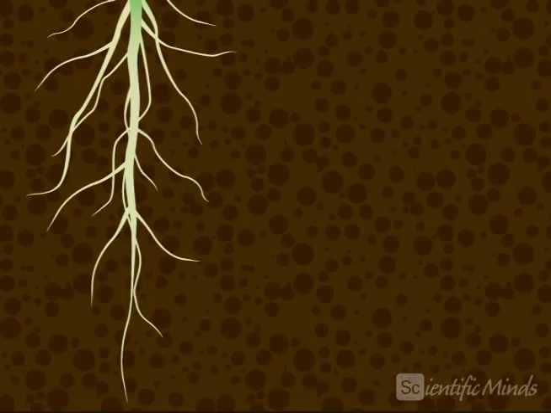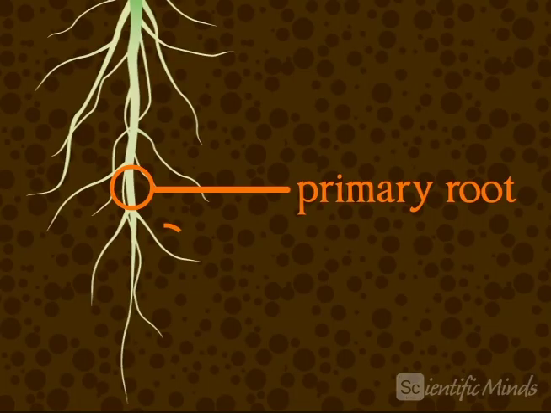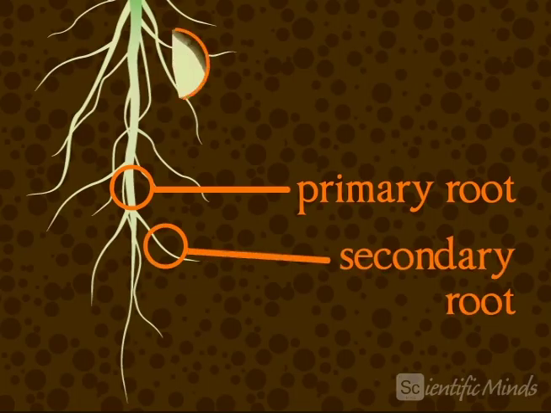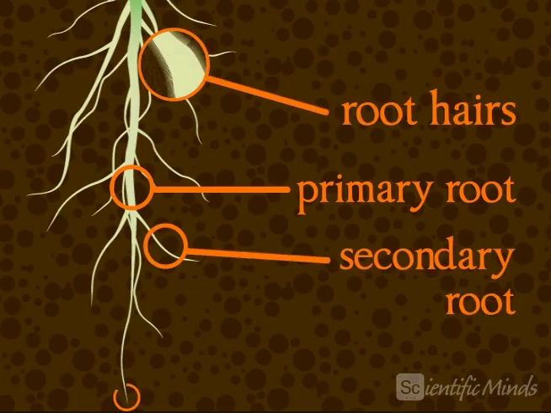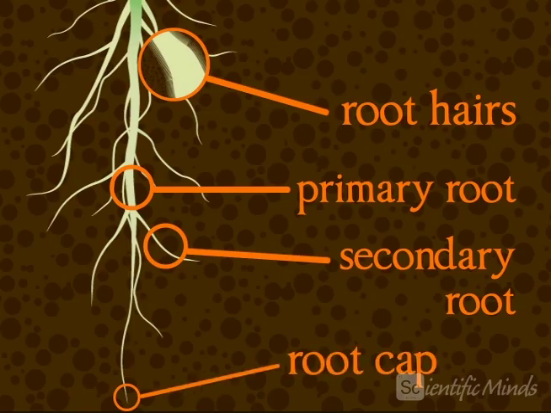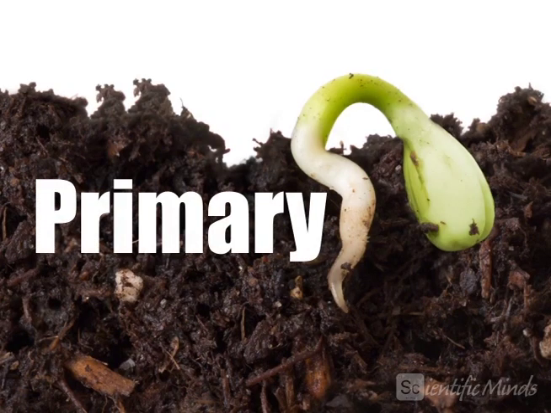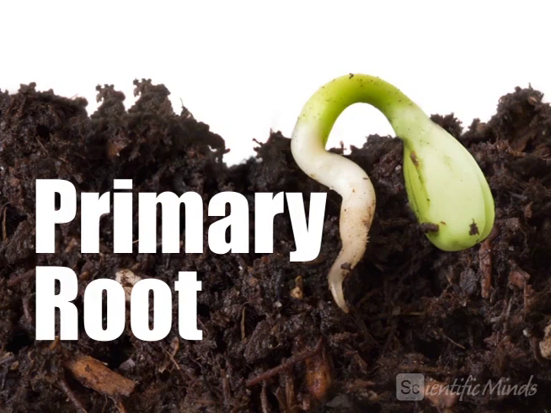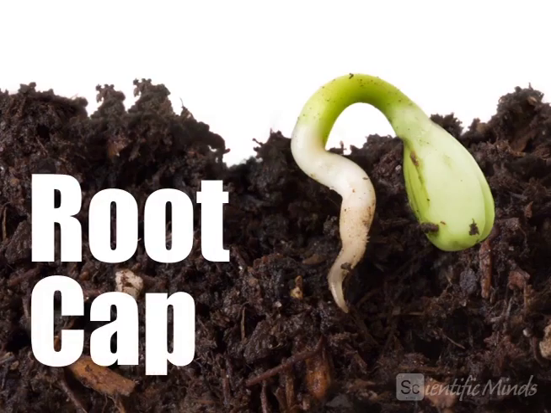Roots have the following parts: primary root, secondary root, root hairs, and the root cap. The primary root is the first root to grow from the seed, absorbing water and nutrients and anchoring the seedling. The root cap is a mass of cells located at the tip of the primary root. The root cap acts as a shield to protect the primary root as it grows deeper into the coarse soil.